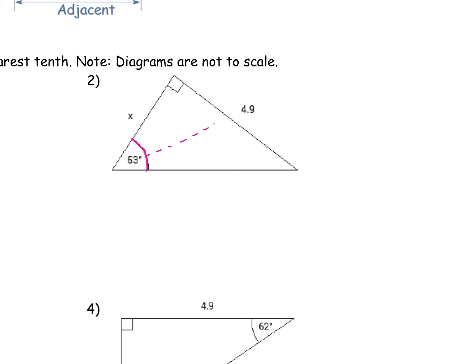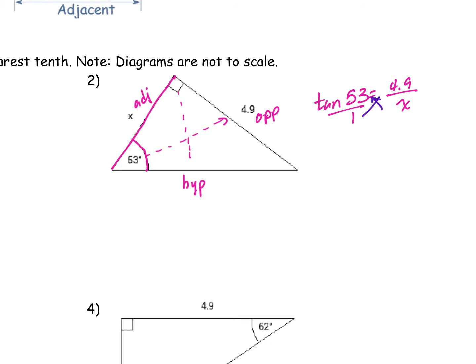So here's my angle. My side opposite is here. And here's my side hypotenuse. I'm just going to name all my sides so I know what I have, right? And here's my adjacent side. So I have adjacent and opposite, which means I'm going to do tangent of, it looks like a 53. 53 equals 4.9 over x, right? Now we're going to divide, right?